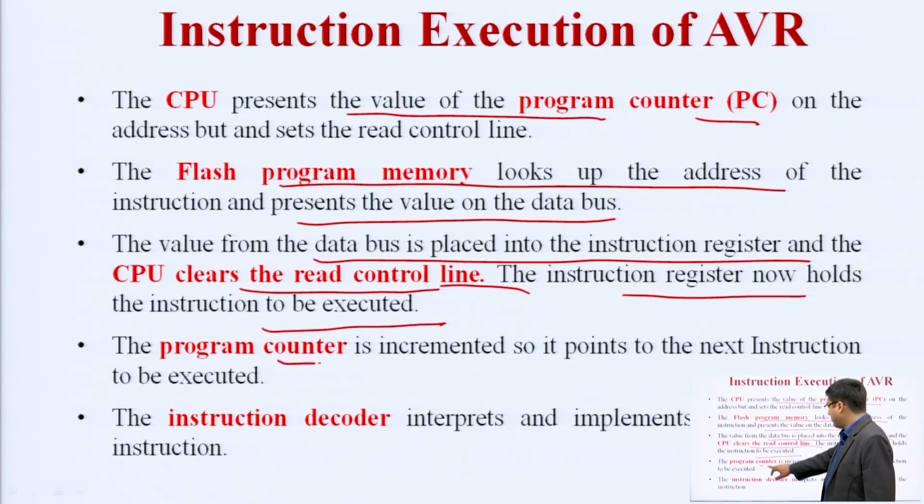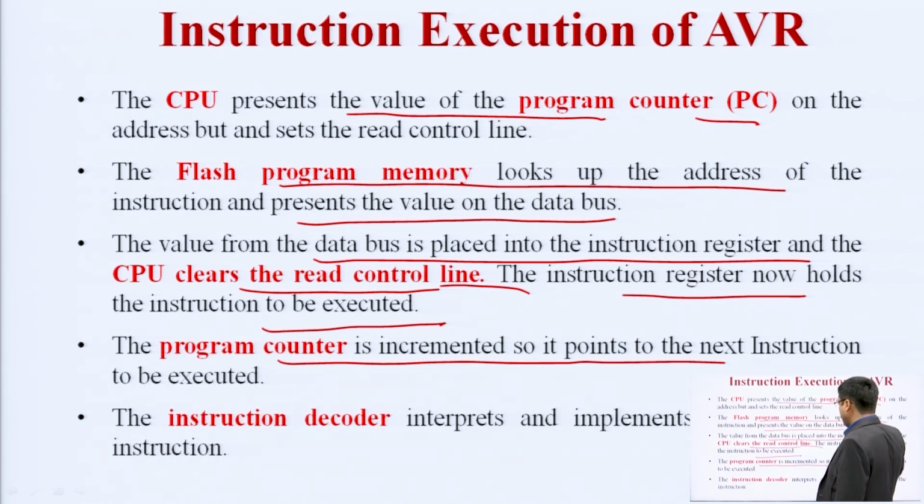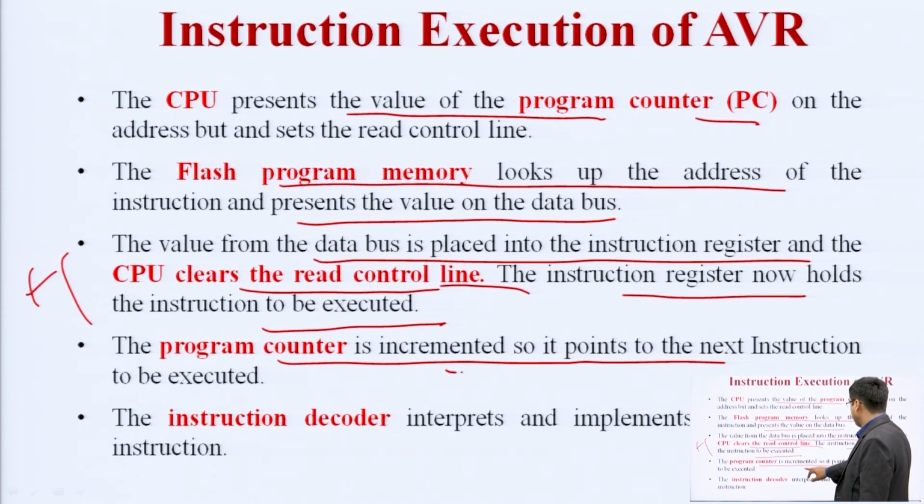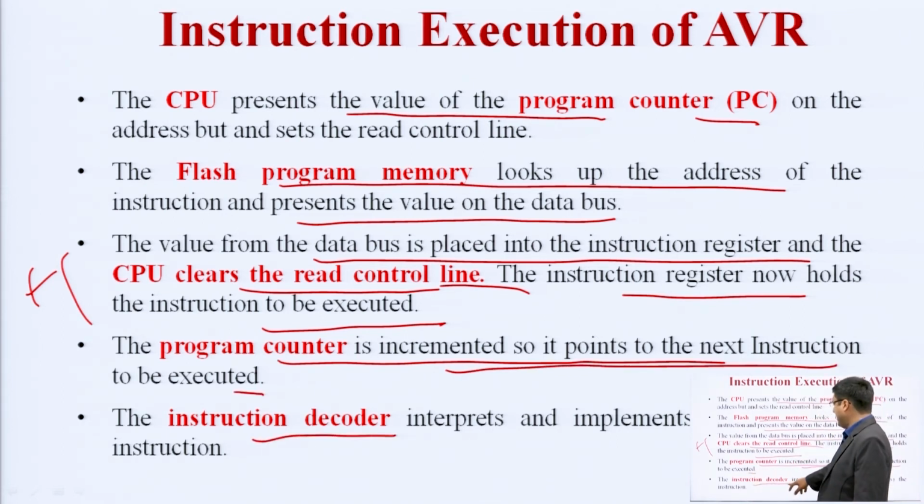So the program counter is incremented. What is the meaning of the program counter? We have seen that it points to the next instruction to be executed by the processor. Whenever an instruction is executed, the program counter is incremented by 1, so it points to the next instruction to be executed. The instruction decoder decodes whatever instructions it receives into these units.